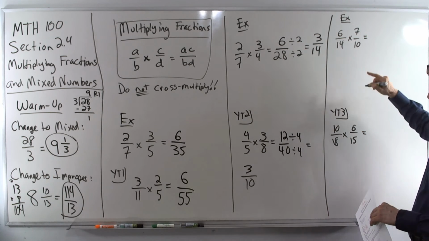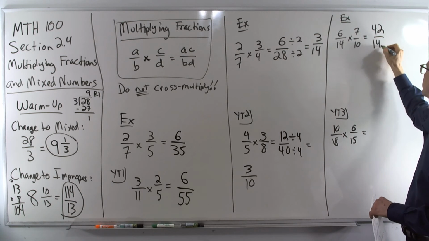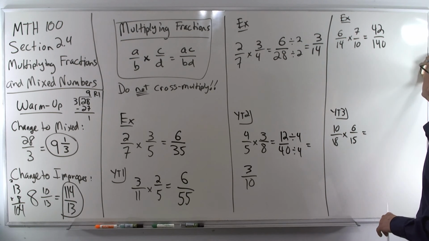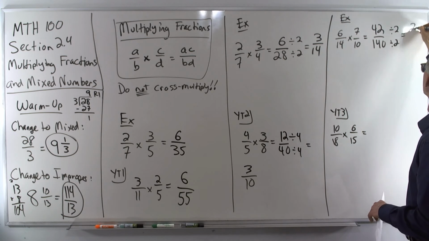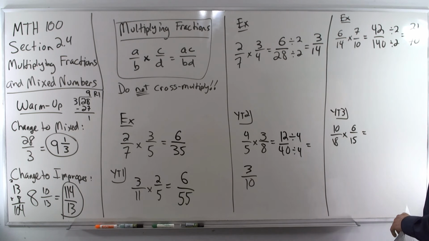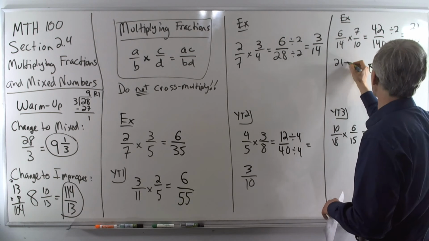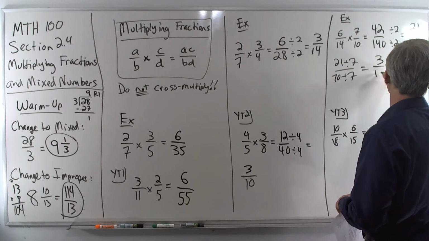All right, we're going to continue on with this method, multiplying straight across. 6 times 7 is 42. 14 times 10 is 140. All right, so we've got this thing to reduce now. Well, they're both even. Let's just start there. That says 21 over 70. Looks like 7 divides into both of these, so we'll do 21 divided by 7 and 70 divided by 7. That gives us 3/10.